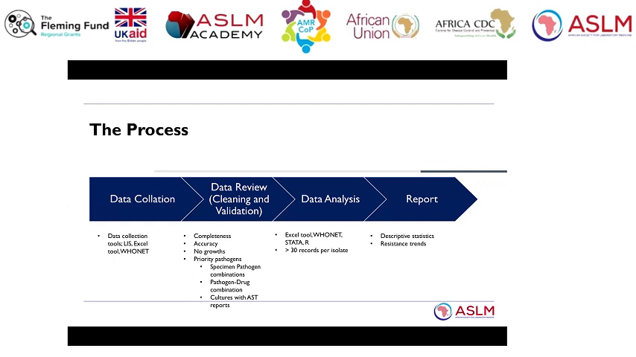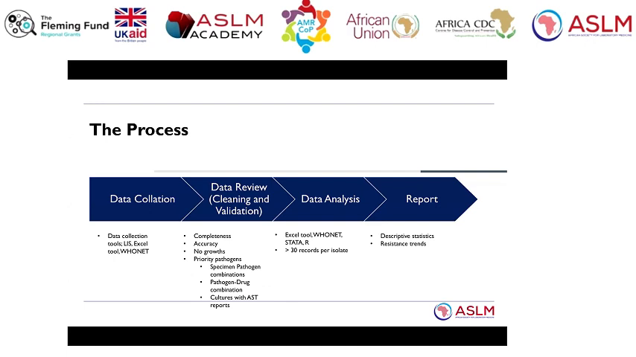It then moves on to the data review process, which looks at cleaning and validating the data. Is the data complete? Is it accurate? Are we collecting the priority pathogens? Are we able to actually see these AST results and interpret them? Then we move to the data analysis section, where we use tools. We have standard tools like Microsoft Excel that can produce analysis, WHONET, Stata, and R scripts as mentioned.